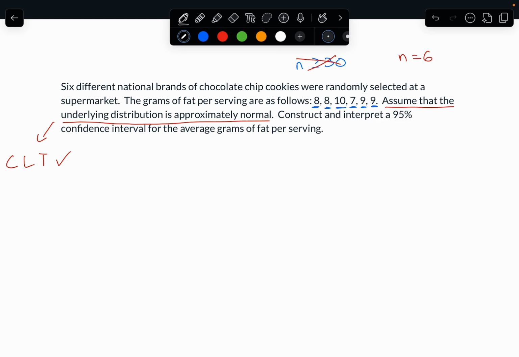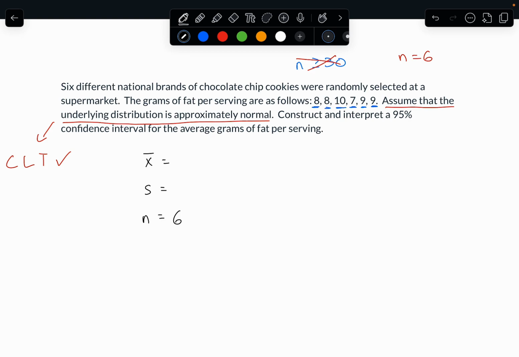Now, if I look at this problem, I'm going to hop back to step 1. Step 1 says we want to pick out all of our important information. So the key pieces of information, we said we would want x bar, our sample mean, s, our sample standard deviation, and n, which is, of course, our sample size. Well, we've already said n is equal to 6, so that's my sample size right here. But this problem does not explicitly tell us what x bar is and what s is.